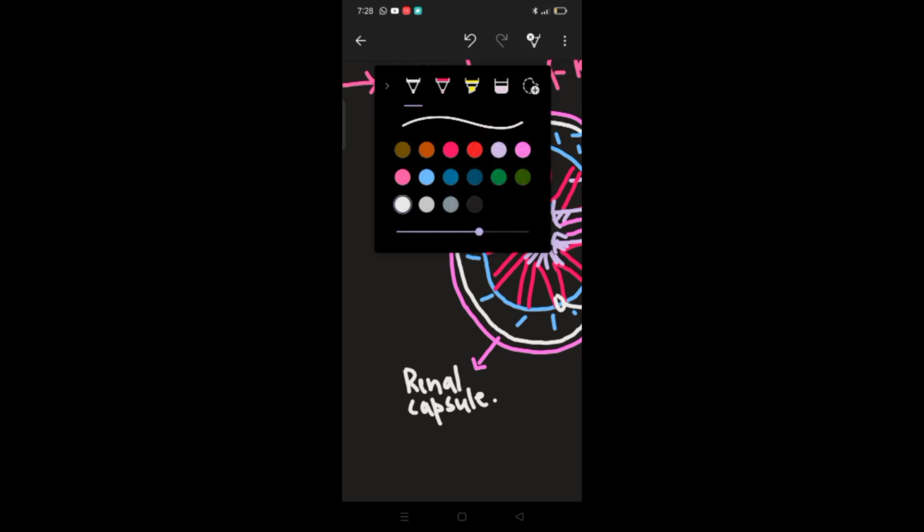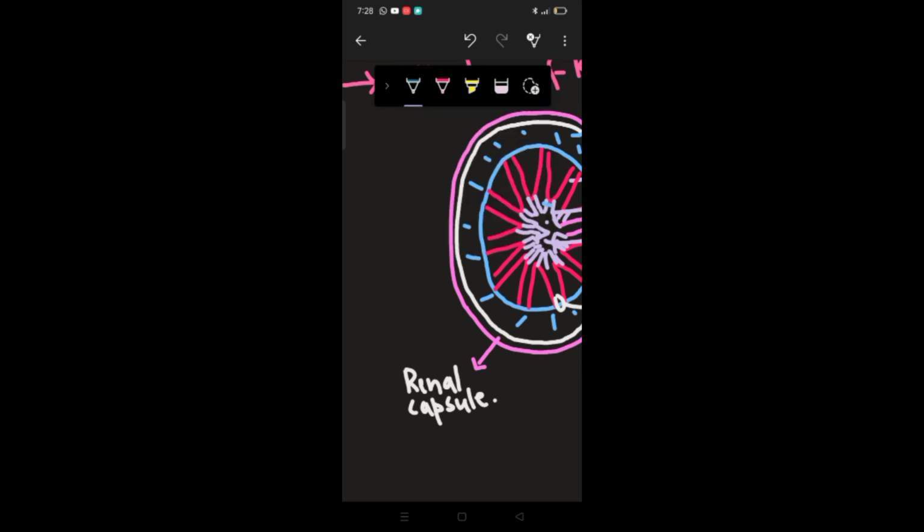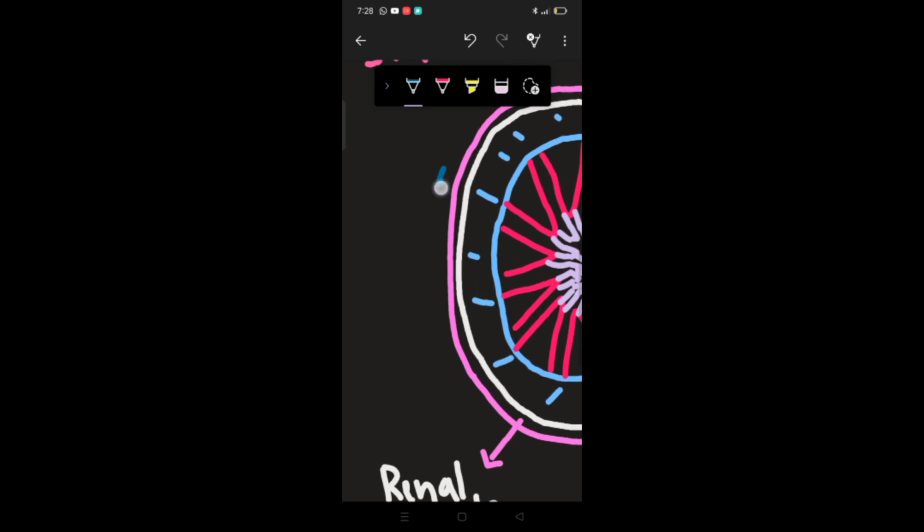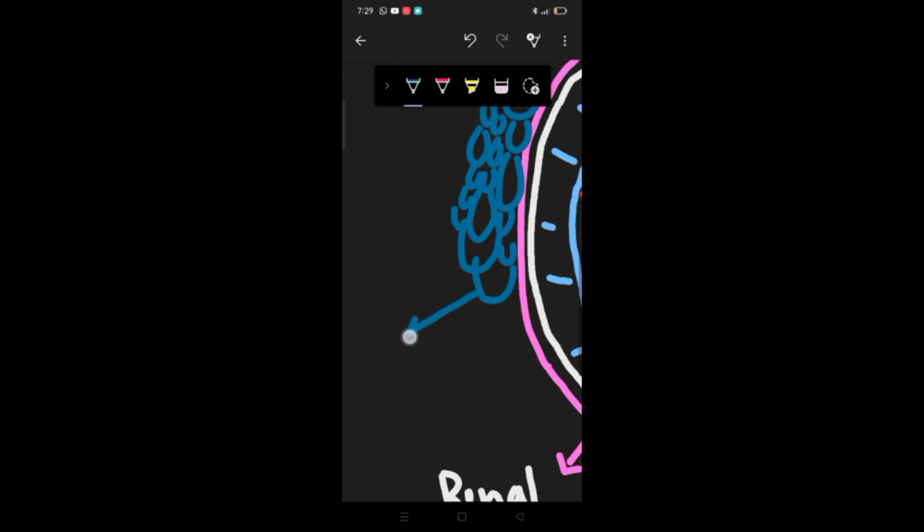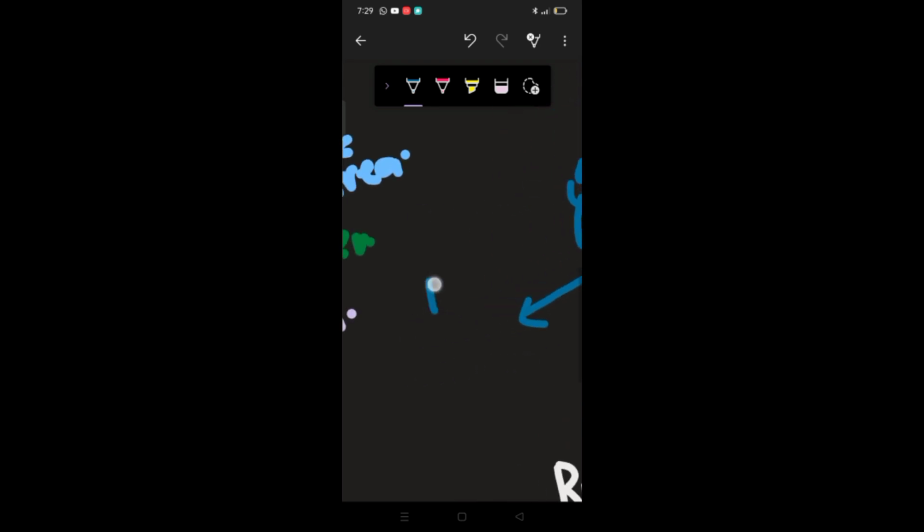Or wait, let me make it with another color. So here we have adipose tissue. I'll be writing it down as well. Let me make this first. So this is what? This is adipose tissue.